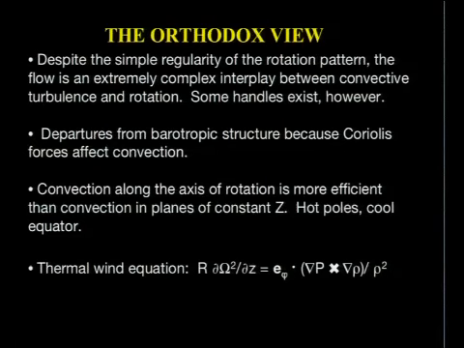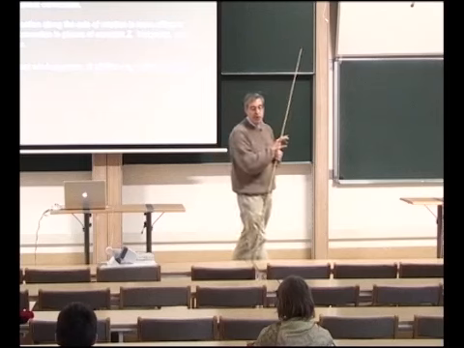So what is the orthodox view of this problem? And I think this is a fair summary. Despite the simple regularity of the rotation pattern, the flow is really an extremely complex interplay between convective turbulence and rotation, and it's not something one can make progress with analytically. The turbulent convection combined with rotation really necessitates a powerful numerical approach. But even within the orthodox view, they will agree that some handles on the problem do exist.